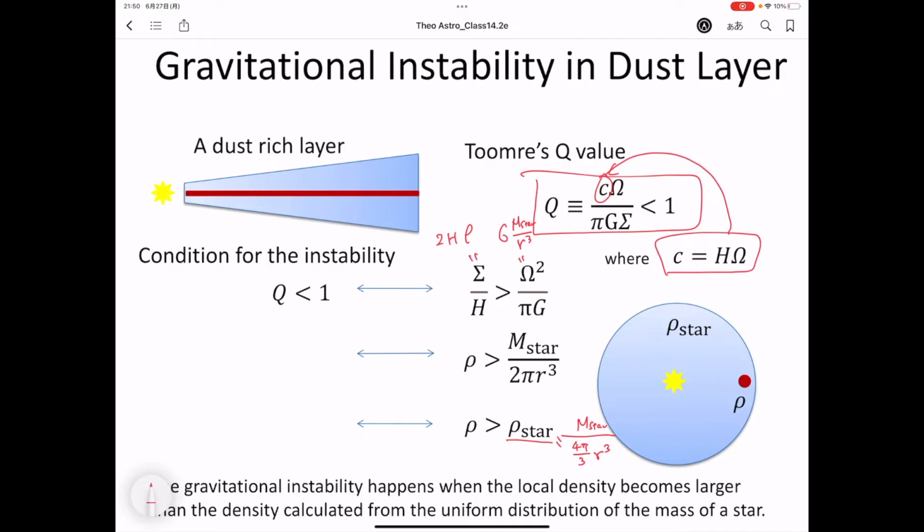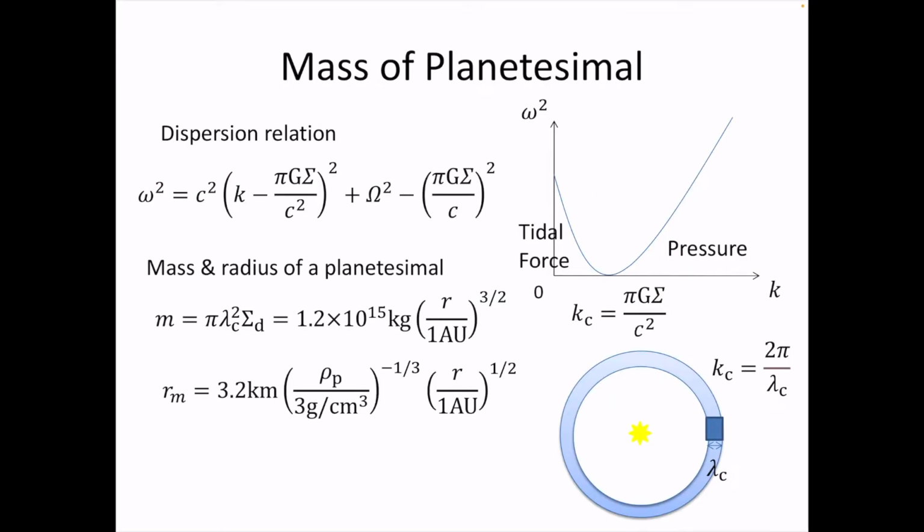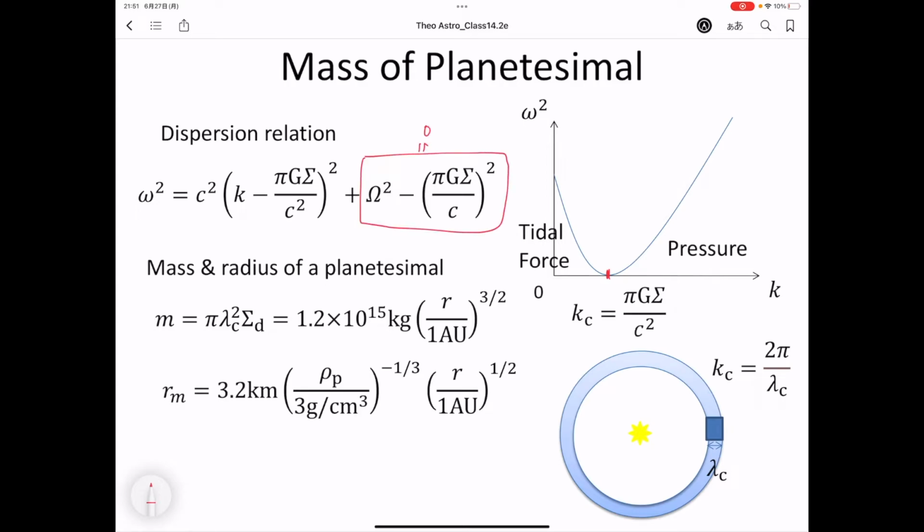Then gravitational instability is set and the local density increases quickly. Gravitational instability of dust-rich layers forms a number of planetesimals. So from the dispersion relation, omega squared first becomes a negative quantity. At this point, this C is equal to 0.